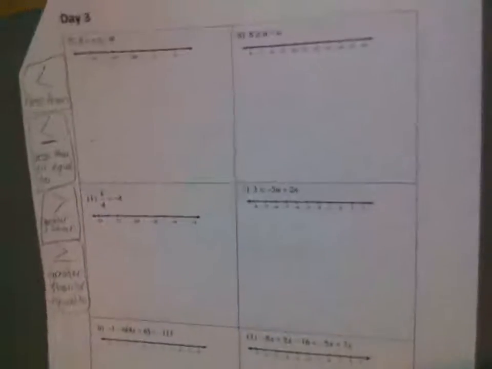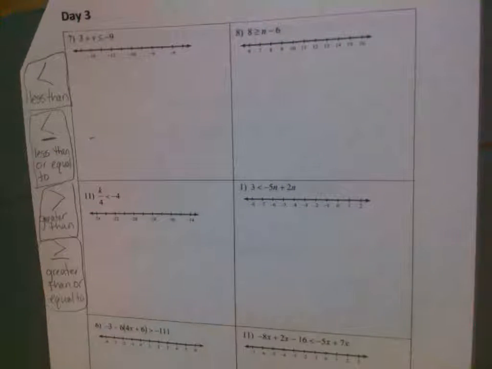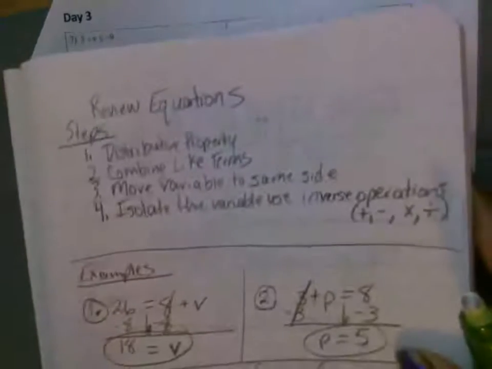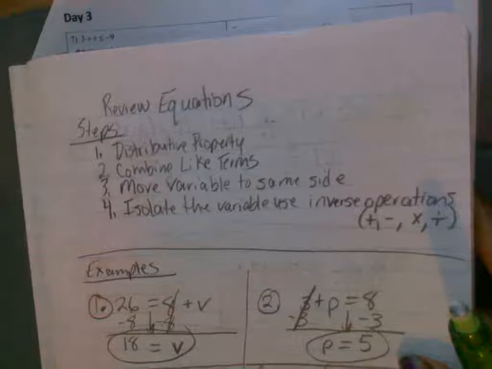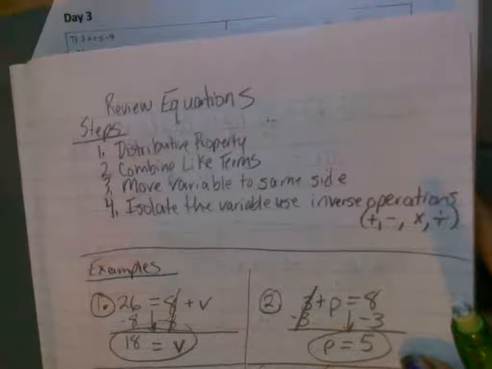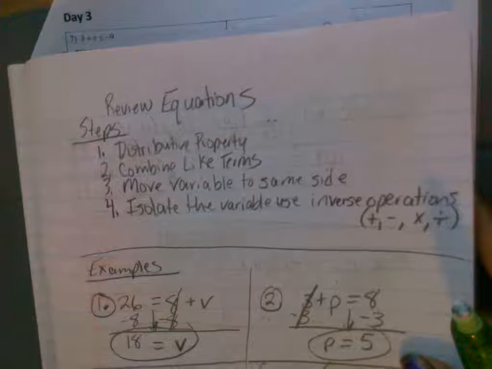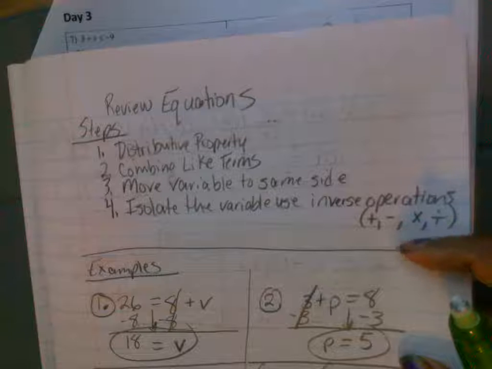All right. So those are the inequalities that we have replaced with equal signs. So we're going to use the same rules. And remember, we wrote these rules down in our interactive notebook. And I'm going to pull out our interactive notebook real quick. We wrote down our steps in our interactive notebook, and they look like this. Where you do distributive property first, combine like terms on each side, move the variable to the same side, and then isolate the variable by using inverse operations.